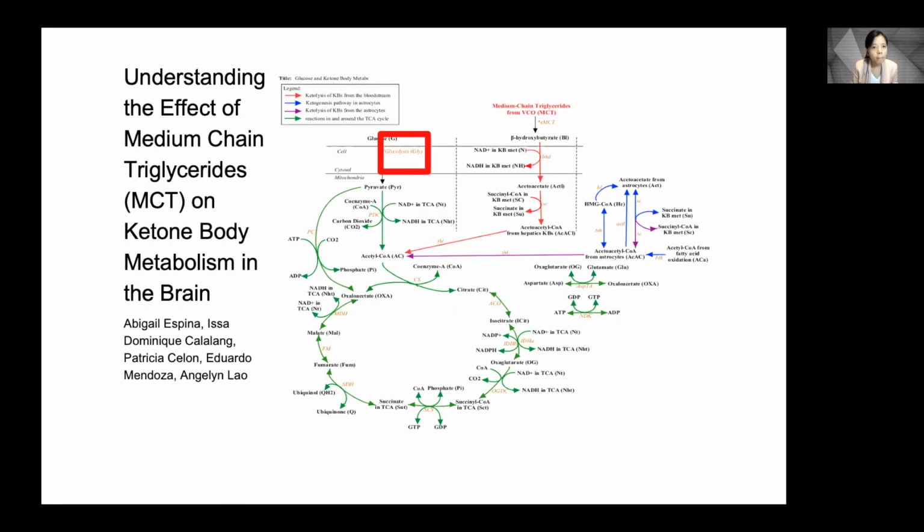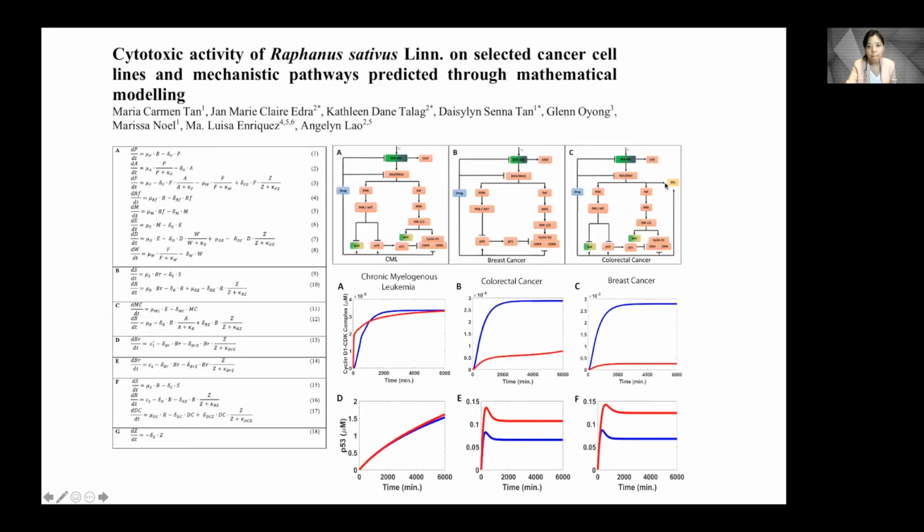We also applied it to study brain metabolism, as shown in this illustration. We also applied it to study cancer diseases. And in this study, we want to test, through a mathematical model, how the cytotoxicity activity of Raphanus sativus can affect three cancer diseases, namely colon cancer, breast cancer, and leukemia.